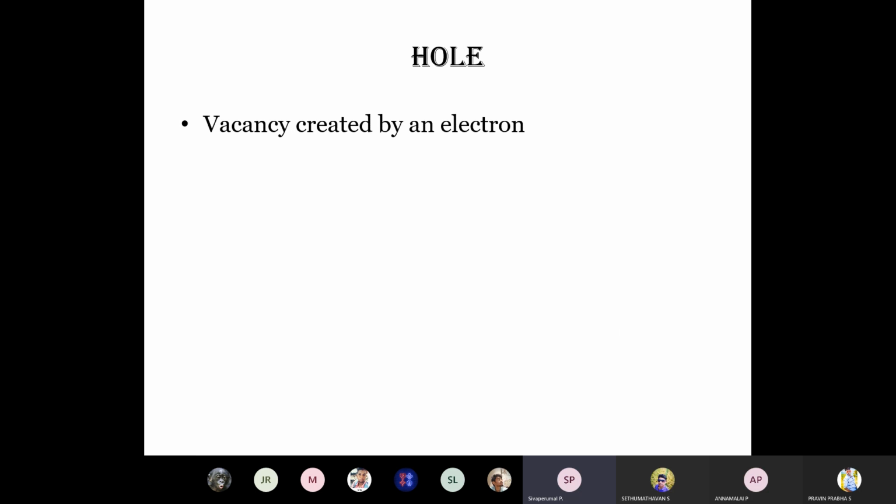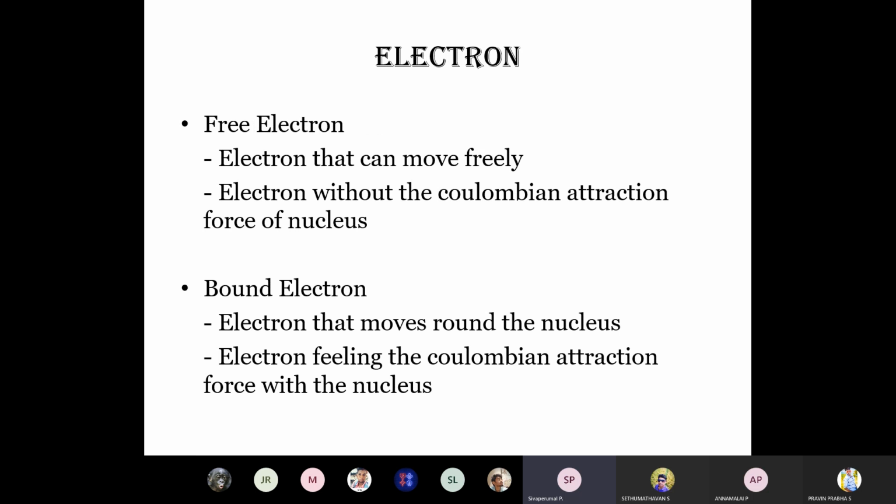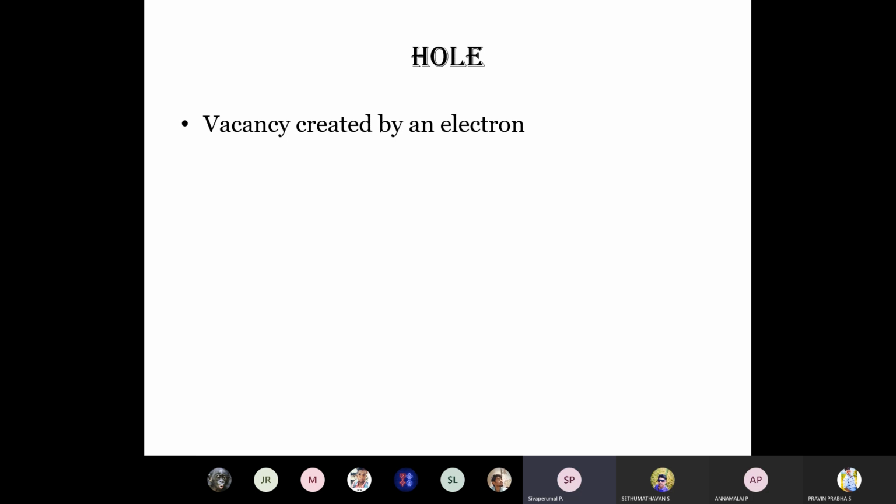Okay, so there are electrons as well as holes. Normally two things are present in the atoms: one is the electron, another is the holes, in any type of material, either a conductor, or a semiconductor, or else an insulator. Both are present: one is the electron, another is the holes.